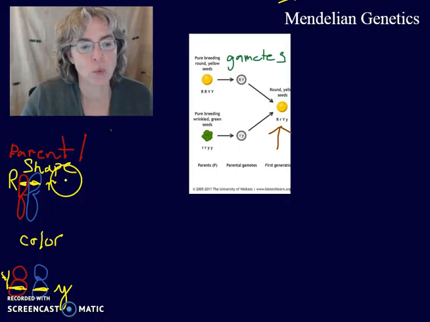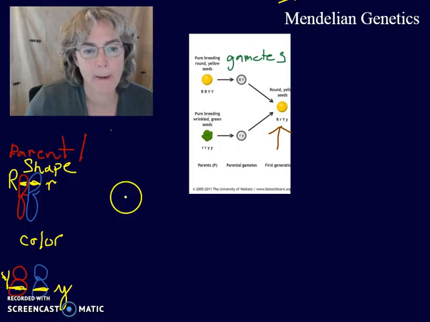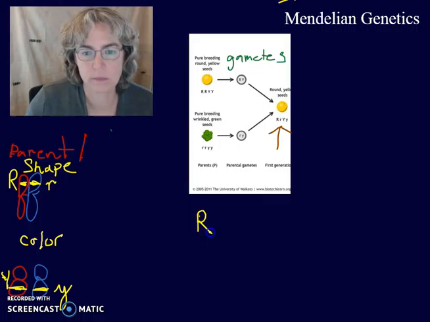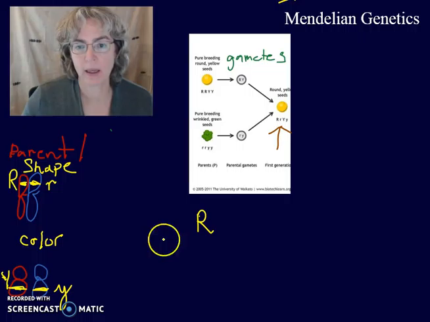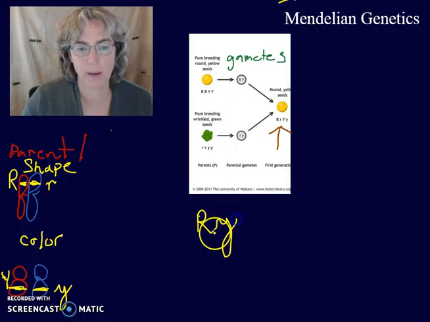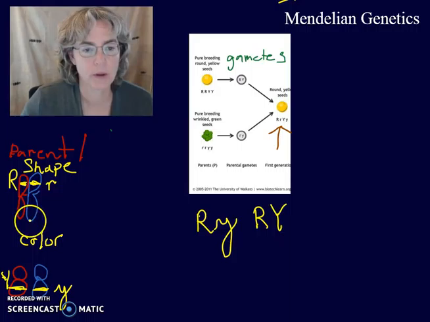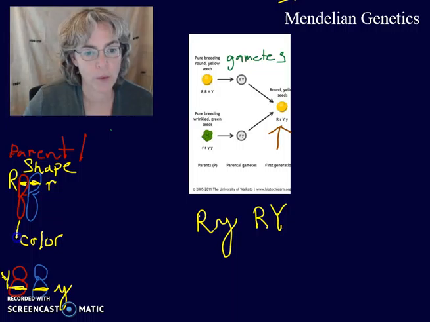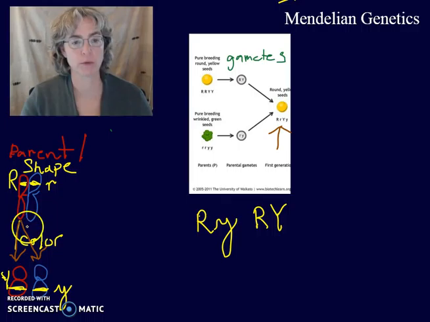So what combinations can we come up with for gametes? We can have a big R, and that can go with a little y, or that big R can go with a big Y. Do you see what I'm doing here? So you can combine those two chromosomes, or you can combine those two chromosomes. So big R, big Y, big R, little y.